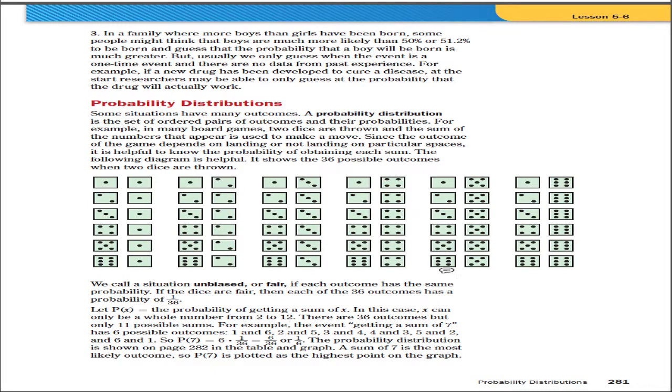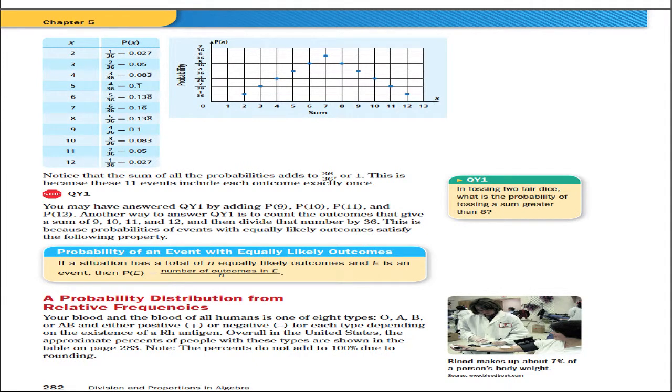And that's discussed down here at the bottom of 281. We've got our chart from that discussion of sums, and you can see that indeed there are not a total of 36 possible sums. There are 11 possible sums, but within it there are multiple ways the sum could occur. So it gives us this discussion about probability of an event with equally likely outcomes.